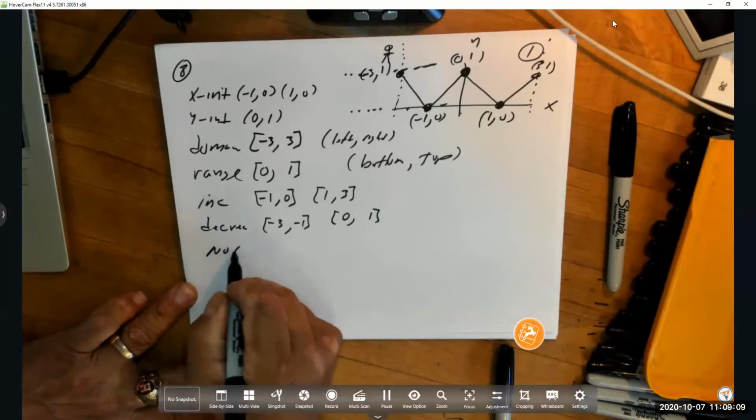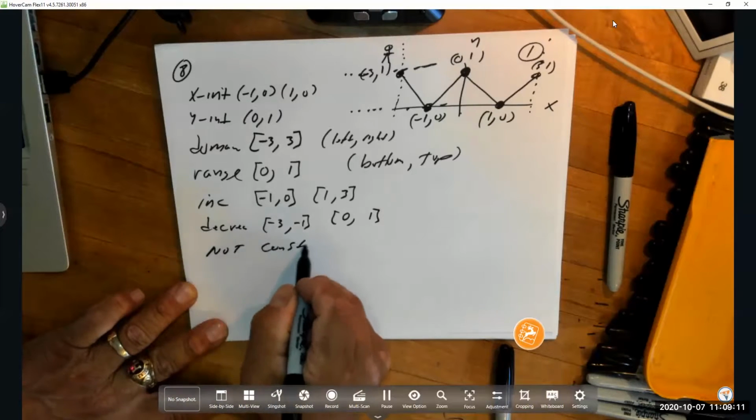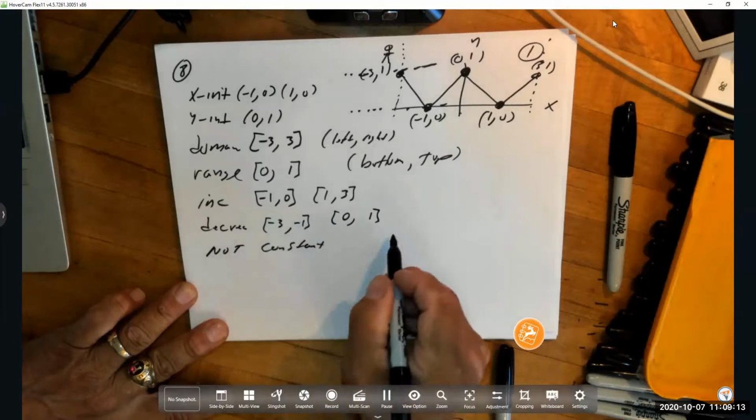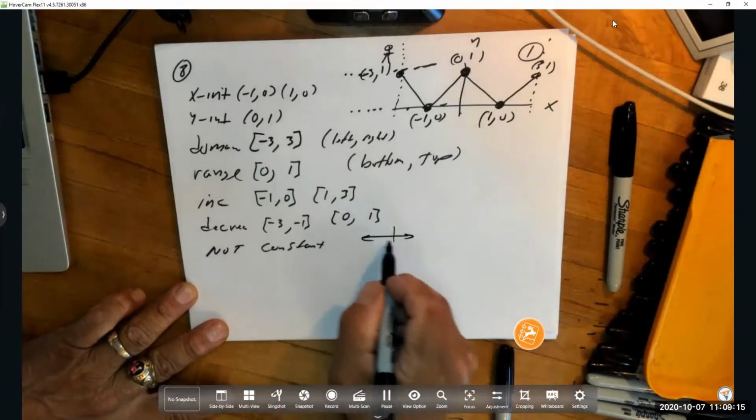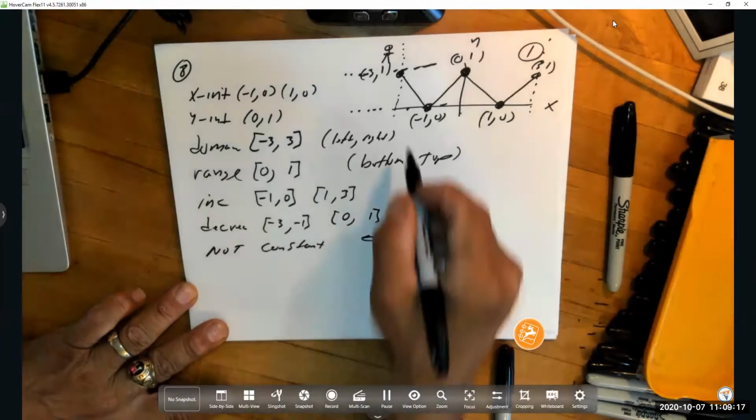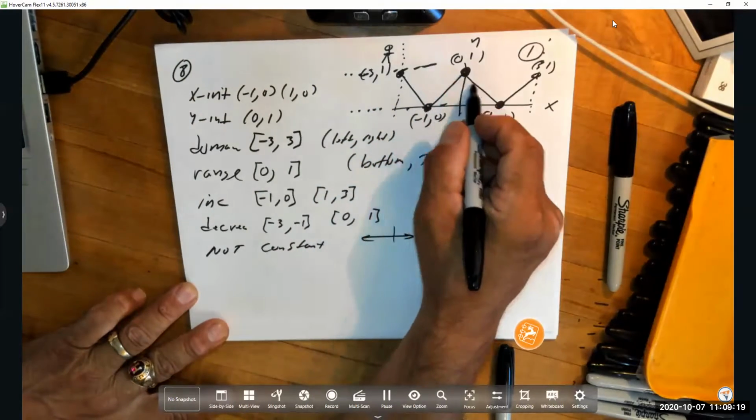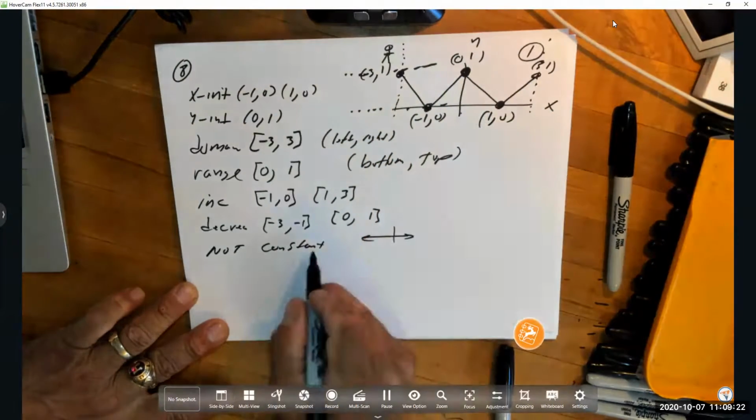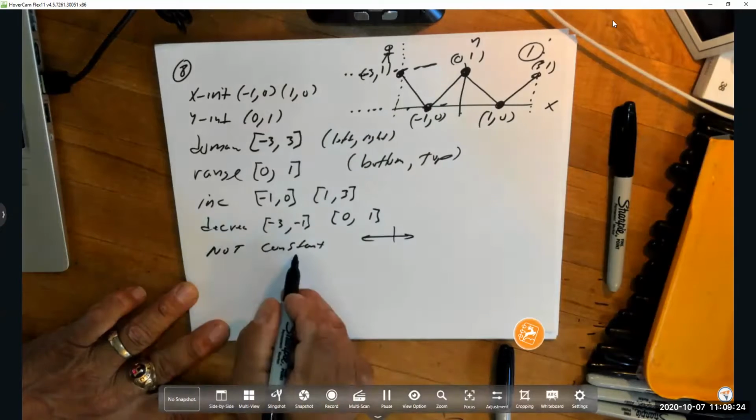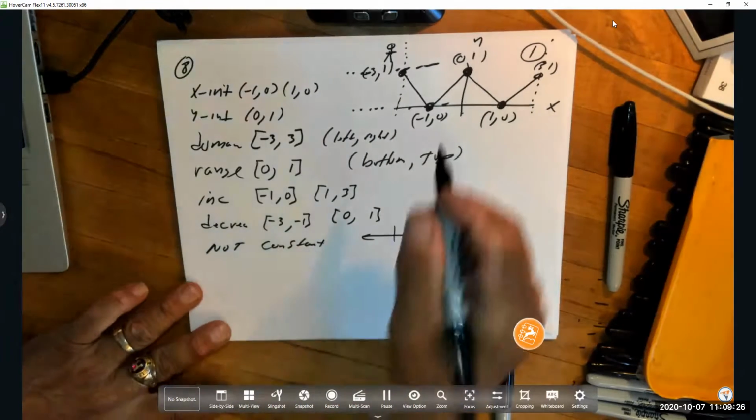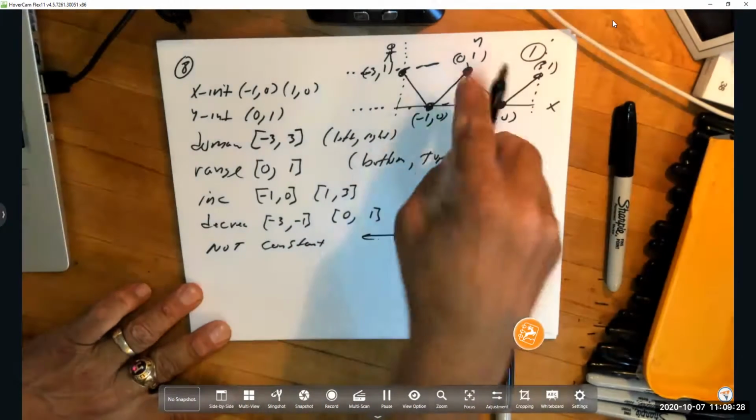Okay, and I'm going to say this word: it's not constant. In other words, does the graph ever go straight like this, left and right, where it doesn't change? No, it goes decrease, increase, decrease, increase. There are no straight lines like that. So it's not constant.